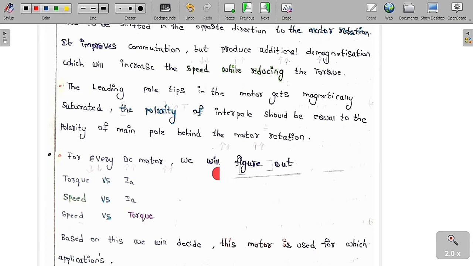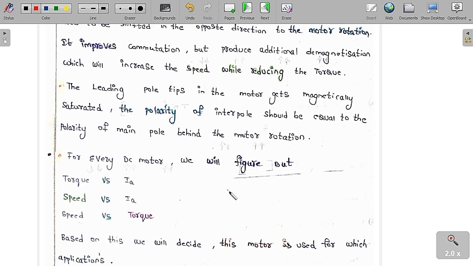For every DC motor we are going to figure out the graphs of torque versus armature current, speed versus armature current, and speed versus torque. So these three graphs we are going to figure out for each and every motor. Based on this we will decide which applications this motor is used for.